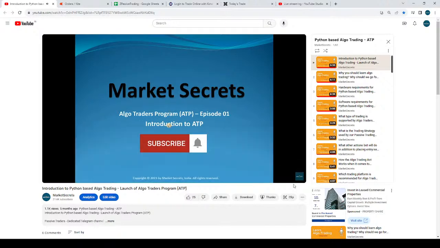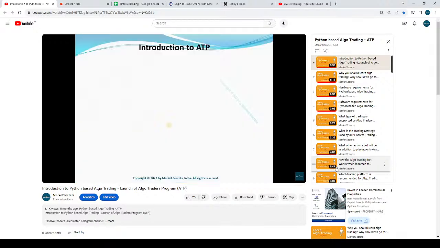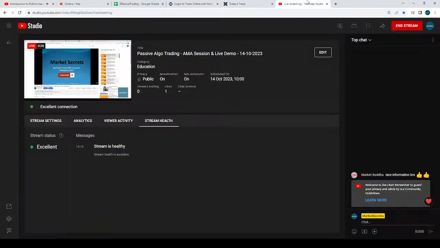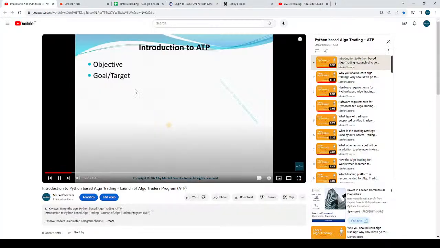The Algo Traders program, otherwise called ATP. The objective of this series and the ATP course is to create a passive trading setup using algos or bots, which can be used to trade on the stock market every day. This series will serve as a prequel or precursor to the ATP course. The goal of this series is to give detailed insight.